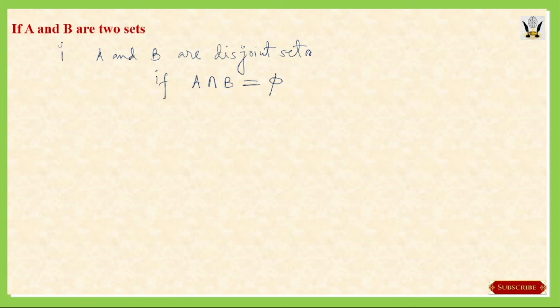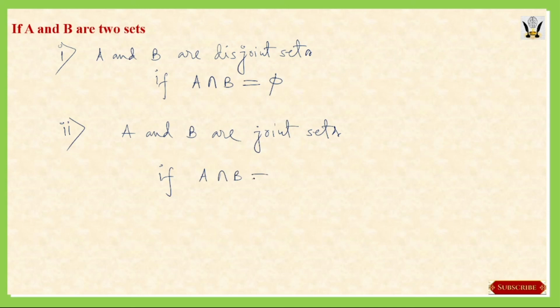Now again, A and B will be joint sets, that means overlapped sets, if A intersection B is not equal to null. Since A and B are overlapping, there has to be at least one common element between A and B, and that's why if we perform the intersection operation between A and B, it will never be an empty set or null set. So this is an important relationship that we should remember in the case of joint and disjoint sets.